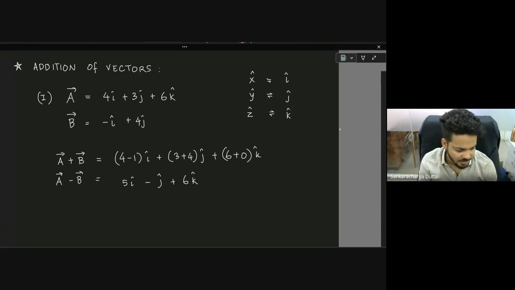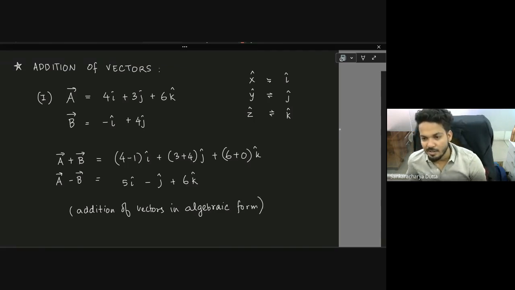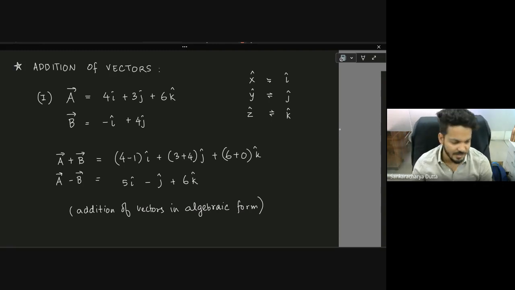Okay. So this is the addition of vectors in algebraic form. And this is why we like to convert our vectors into the algebraic form, because addition is really, really easy. Okay, addition of the vectors is really, really easy.